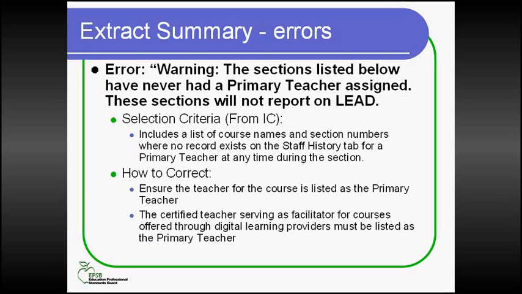The other warning related to the staff history tab is that sections have never had a primary teacher assigned. And again, every section must have a primary teacher. If it is an online course, the certified teacher that is serving as the facilitator should be listed as the primary teacher. Notice I said that those do have to be certified individuals for that type of course.